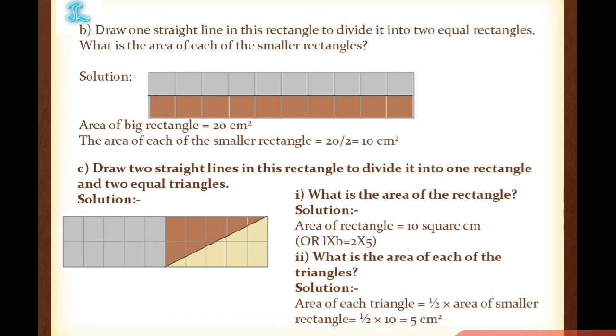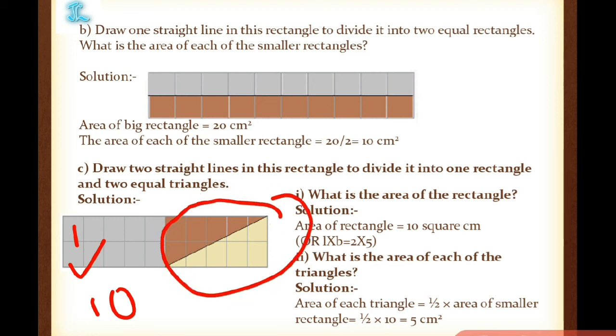Now, next one. What is the area of each of the triangles? Now they are asking us to find the area of each of the triangles. So now we calculated this part, it is 10. Yes or no? So overall it is 20. So this whole rectangle will be 10. So then this triangle will be half of 10, that is 5. This is 5. Understood all of you?